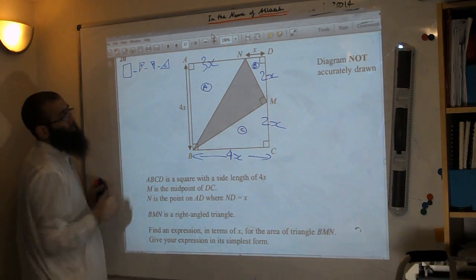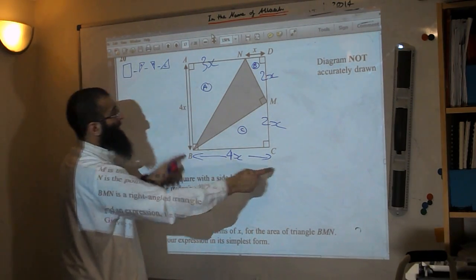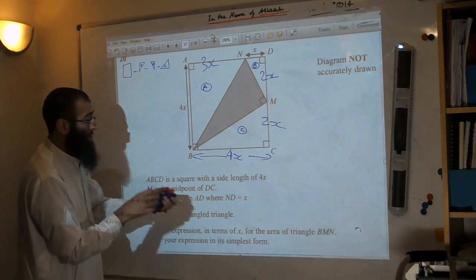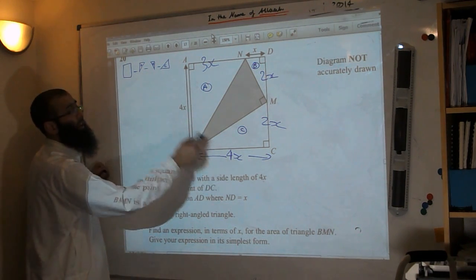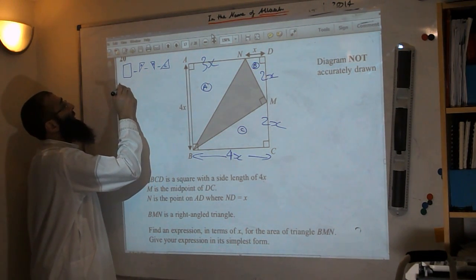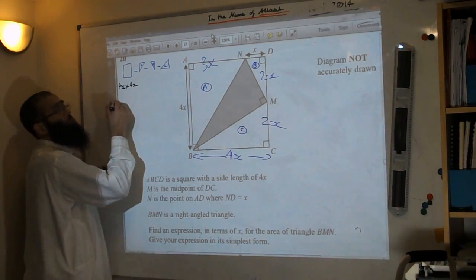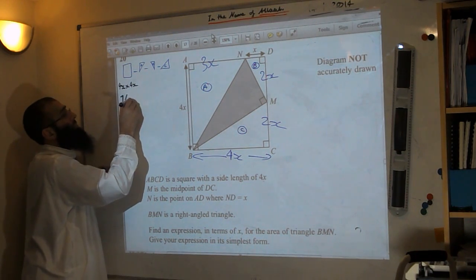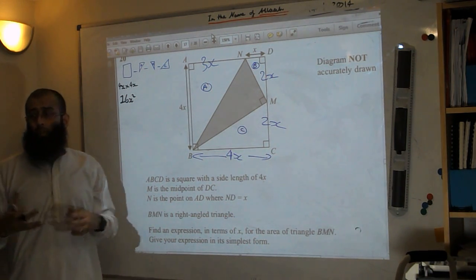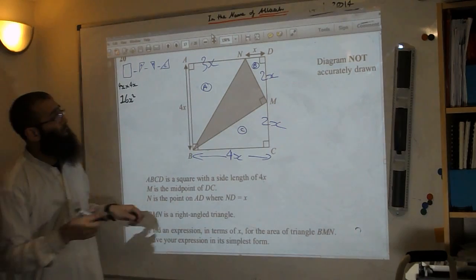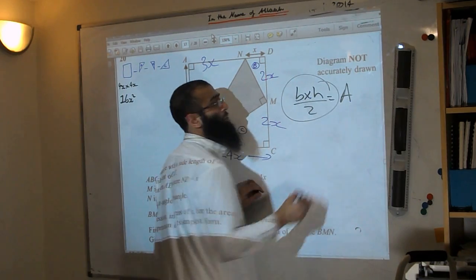So the big shape minus the 3 bits will give us what's left over. Now, how do we work out the area of this big square? So we have 4x and 4x, the length and width. How do you work out the area of a square anyway? Length times by width. So we have 4x times by 4x, which will give us an answer of 16x squared. Now, these next 3 triangles, we need to make sure we use the area of a triangle formula. What's the area of a triangle formula? Base times height divided by 2. And that is the area of a triangle.